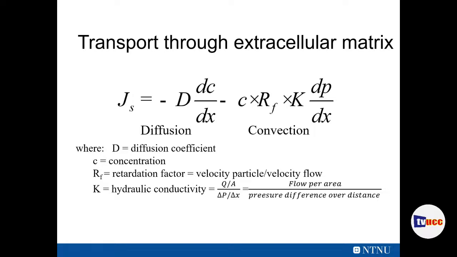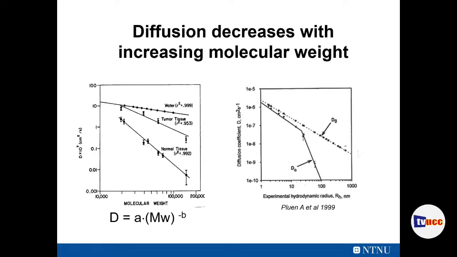convection, we hardly have any convection. So then we're left with diffusion. And what about diffusion? What about diffusion in a nanoparticle? That is really bad. That is really bad.